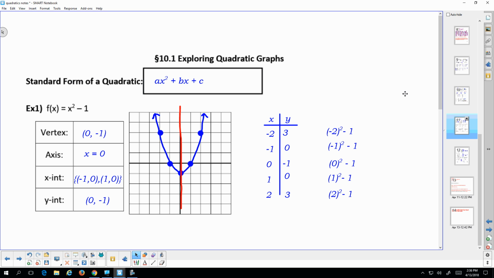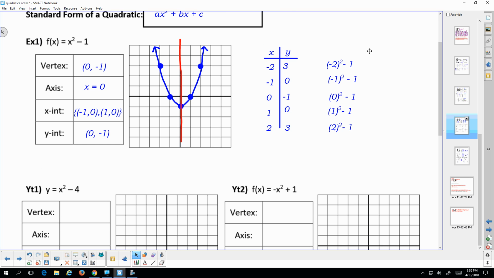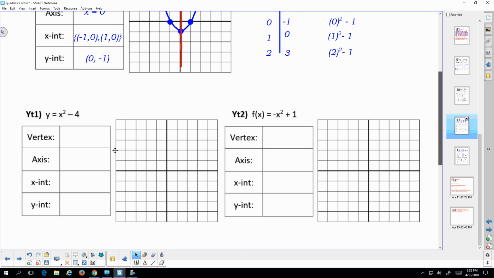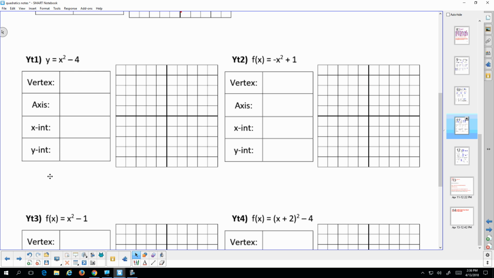So what you're going to do is make a table of values. You might need another sheet of paper to do that, but you're going to make a table of values and graph these, and then find the vertex, the axis, the x-intercept, and the y-intercept.